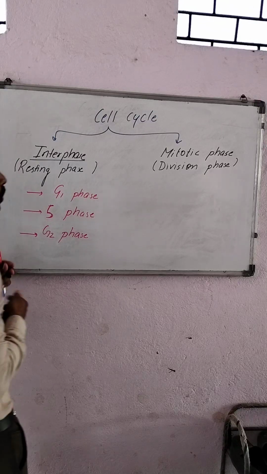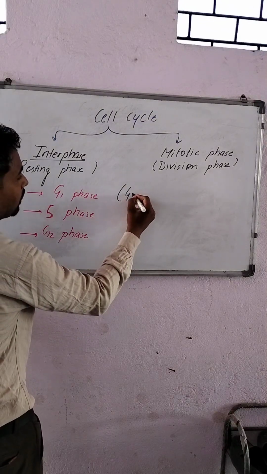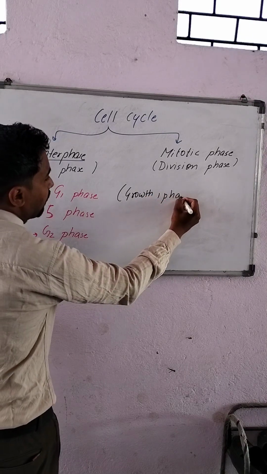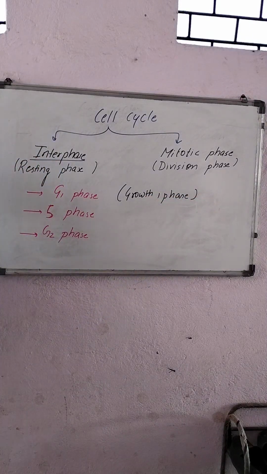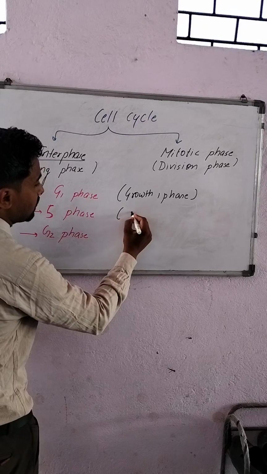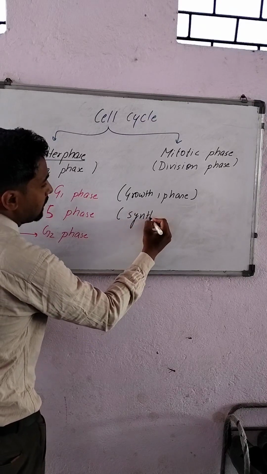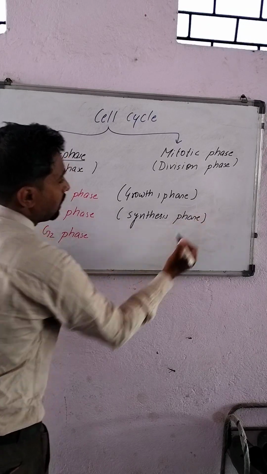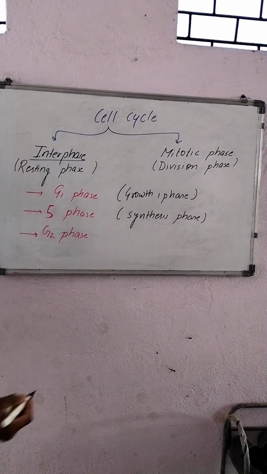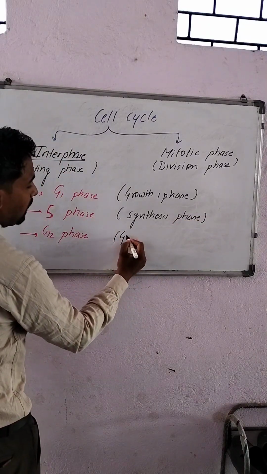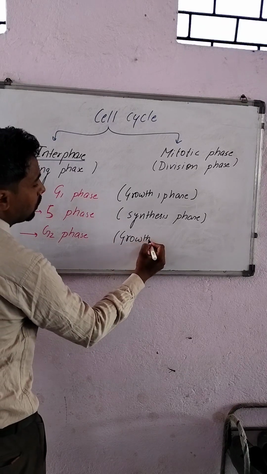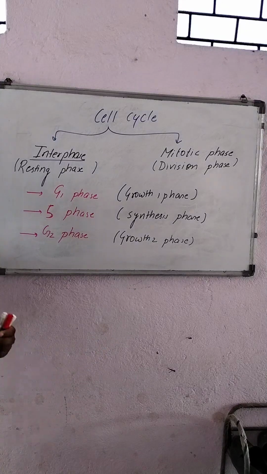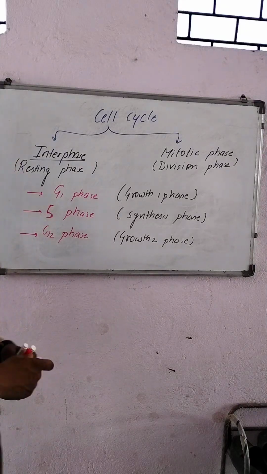G1 phase is known as growth 1 phase. S phase is known as synthesis phase. Last, G2 phase is also known as growth 2 phase. Let's see what happens in these phases.